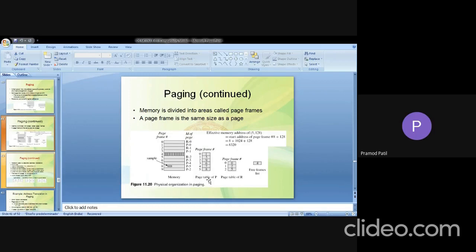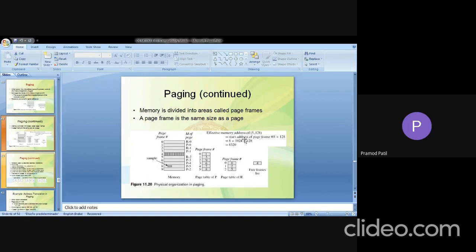So this is the page table of P. There is a process P, and within that we have a page table. There is also the page table for R. So we have two kinds of pages here, page P and page R, and for that we have page frames. Here you can see effective memory addresses.